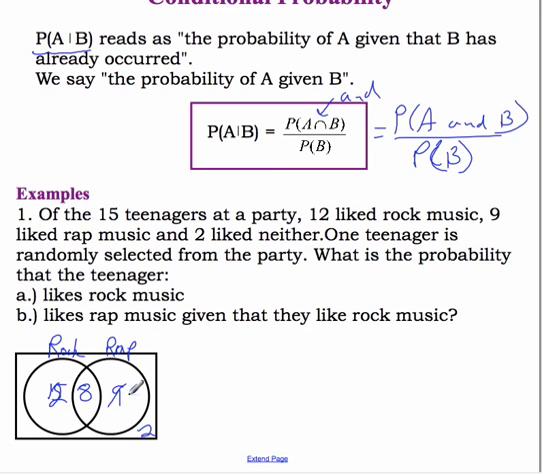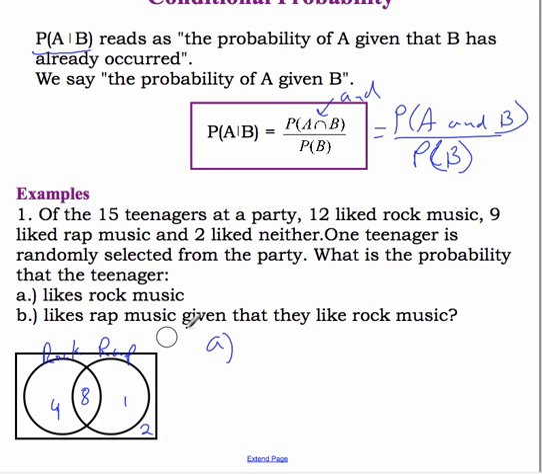So I'm going to subtract 8 from the other two, giving 4 and 1. And now the numbers should work out. We have four who just like rock music, 1 who just likes rap, and 8 of them like both. And that does add up to 13, so I've done it correctly. Okay, so we got everything filled in. Now we're going to work out some probabilities here.